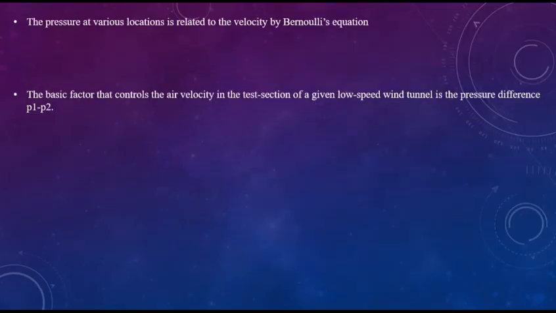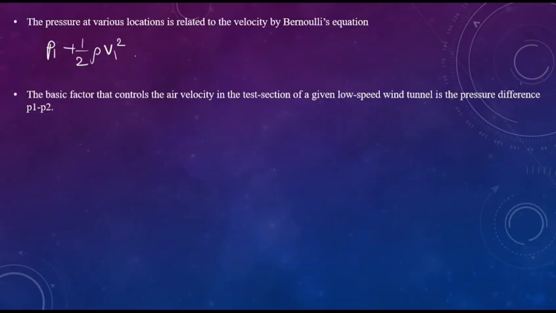Now, if I want to look at the pressure at various locations in the wind tunnel, I can relate it to the velocity. The pressure at various locations can be related to velocity by using Bernoulli's equation. So what do we have the equation as?